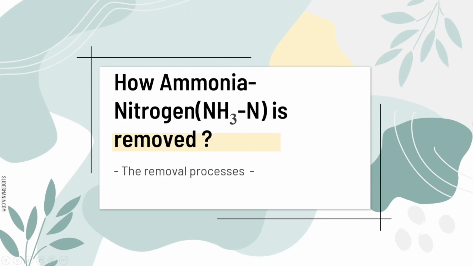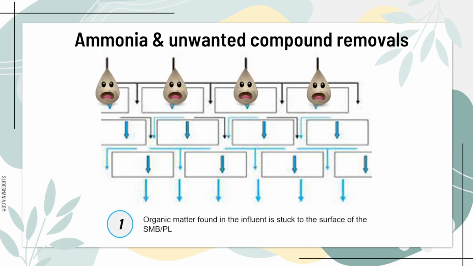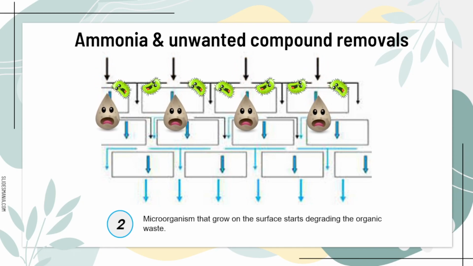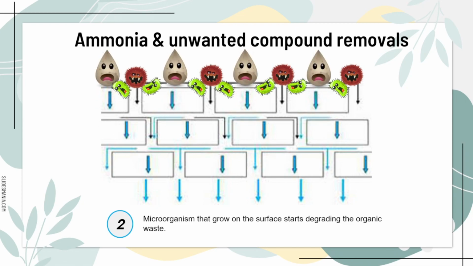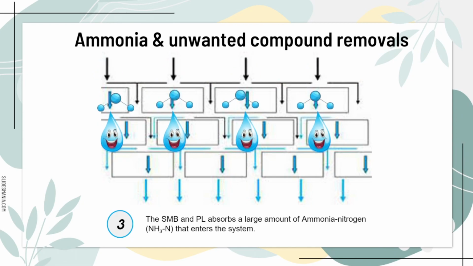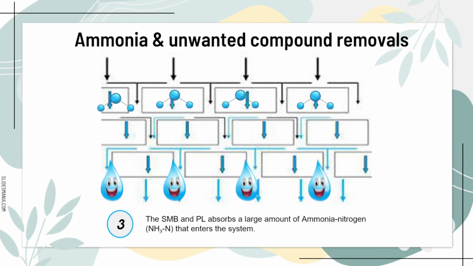Next is how the ammonia, nitrogen and H3N is removed, and that is through the removal processes. Here, we have the cross-sectional diagram of the MSL. We can see that the water is flowing in and the organic matter found in the influent is stuck to the surface of the SMB or the PL. The microorganisms that grow on the surface start degrading the organic waste, thus killing it and removing it from the surface. The SMB and PL also absorb a large amount of ammonia, nitrogen and H3 that enters the system.